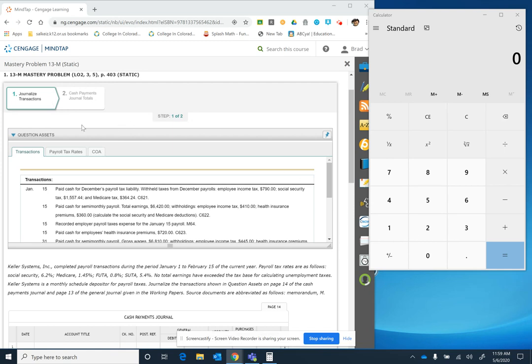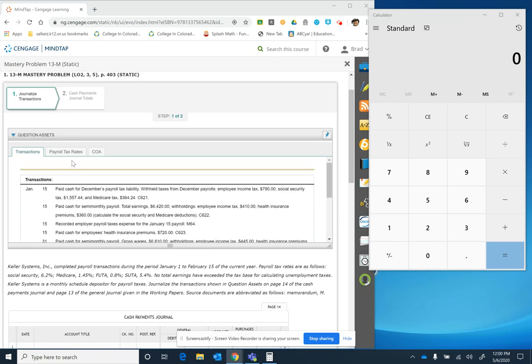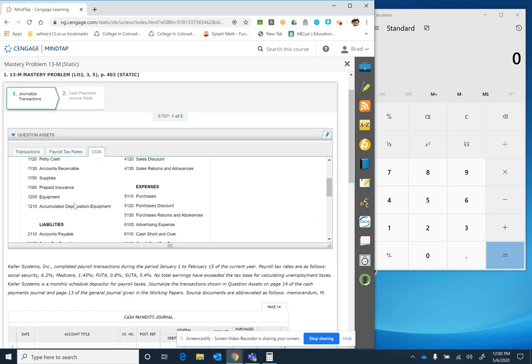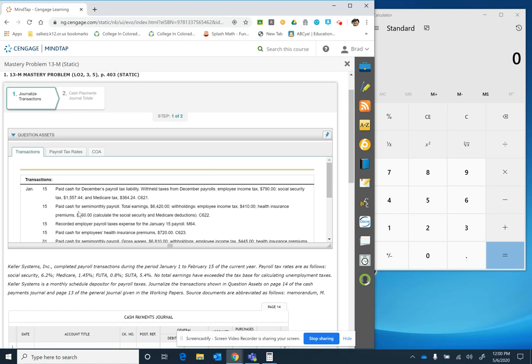Let's take a look at what we have to do. So the first thing we have to do is we have to journalize transactions. And then finally, we'll take a look at cash payment totals on the next tab. The instructions that we've been given are the list of transactions for January and February. We'll have our payroll tax rates. They're available here, and they're also available in our instructions. And then we also have our chart of accounts, which lists all the accounts that we have for this business, Keller Systems.